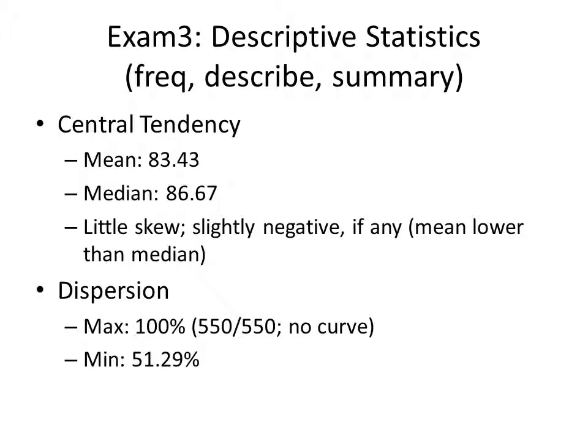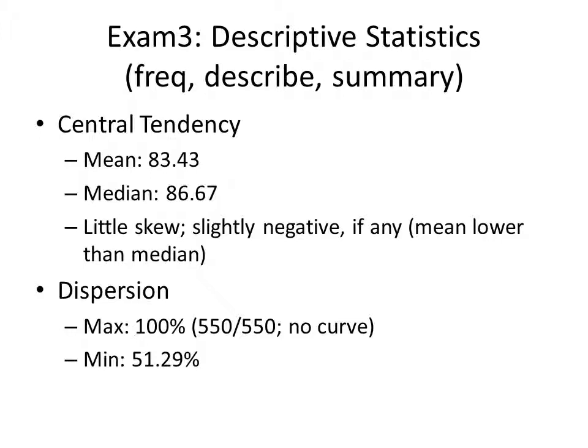So the average score of the exam, the arithmetic average, the mean, was 83.43, sort of a B. The median was also a B. They're very close together. So if you were thinking about how far away the mean was from the median, it's lower but not much lower. So you could say that the distribution has little skew, or maybe, if any, it's slightly negative. But the main takeaway here is that the average score was a B, and the most frequent score was also a B.